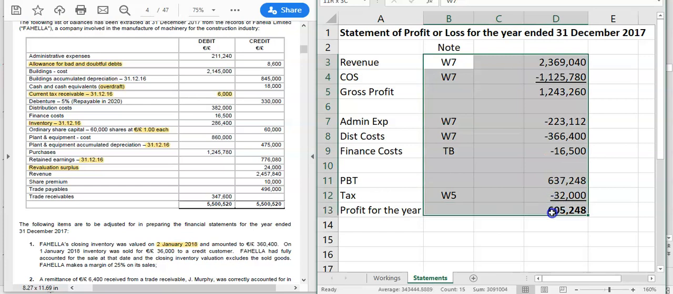No long workings shown in the face of the financial statements. Nice and neat. And the examiner can clearly follow what's going on.